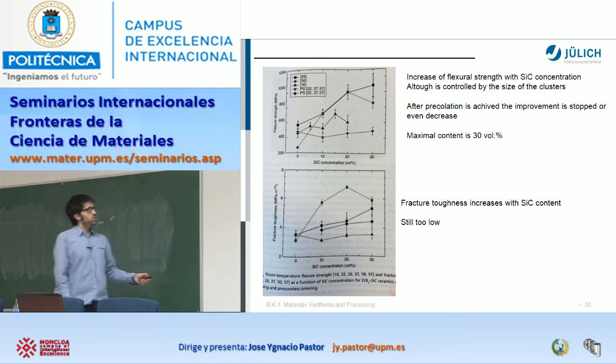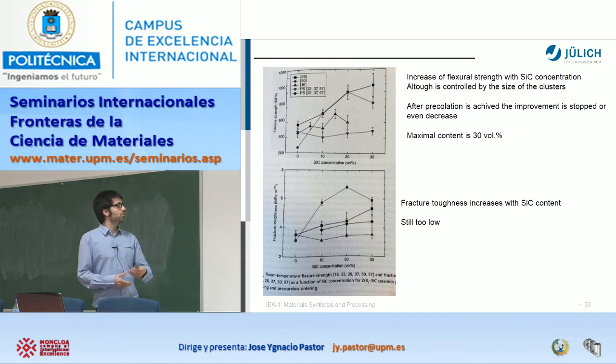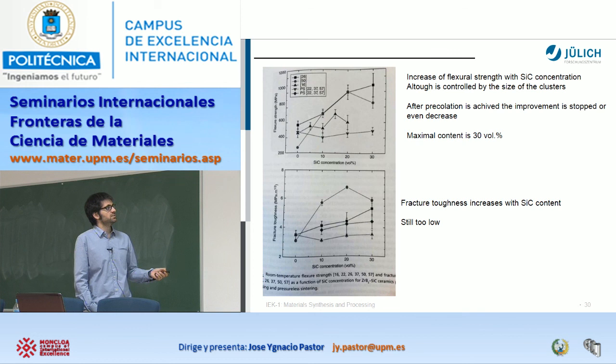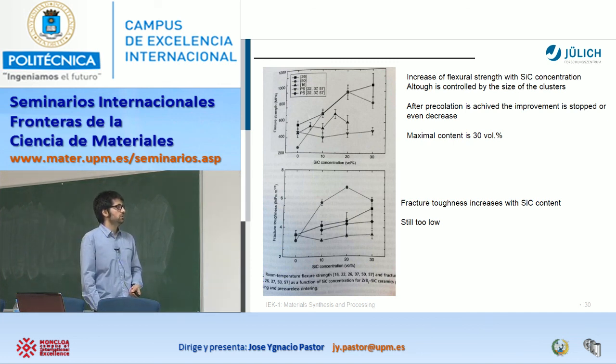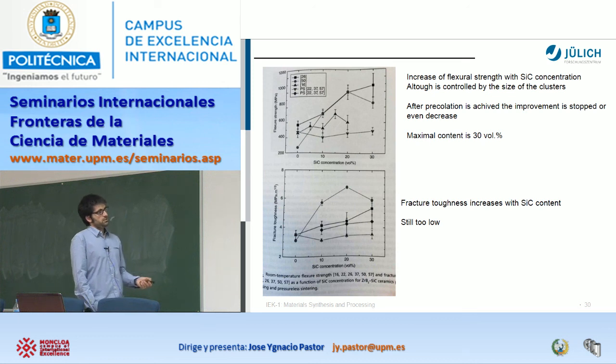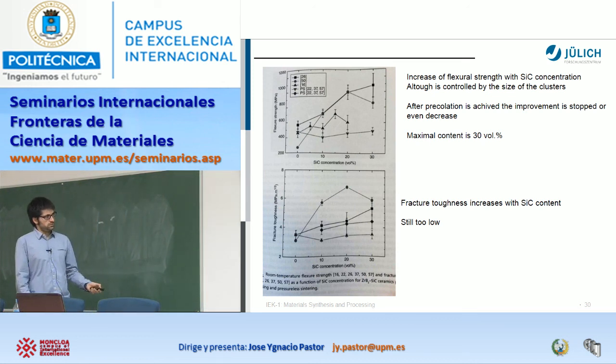And more properties. The flexural strength, again, we talk about why you do not add more and more silicon carbide. Here, for example, the maximal content is 30%. There is no more improvement. Once the percolation is achieved, the improvement stops, or in that case, it even decreases. It increased, but at the end decreased. Again, that depends on your properties. You should think about that.